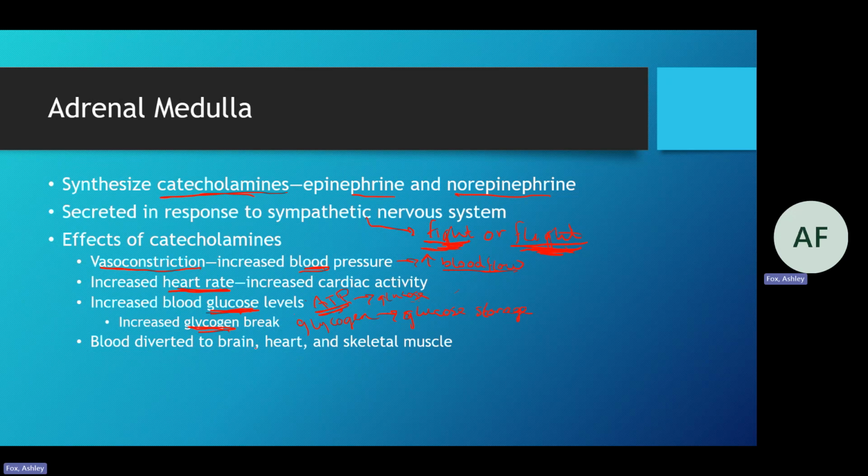Blood is going to go to the heart, increase cardiac output, skeletal muscle, that's what you're going to use to hit or run. And then your brain, because you're super focused. Epinephrine and norepinephrine make you really focus. That's why short-term stress can really make you focus on something and think clearly, because of the norepinephrine and epinephrine.